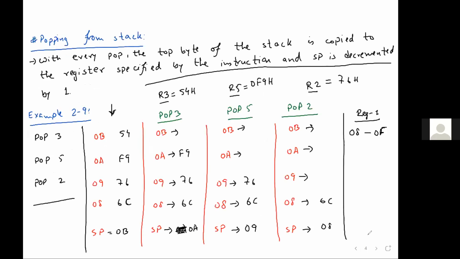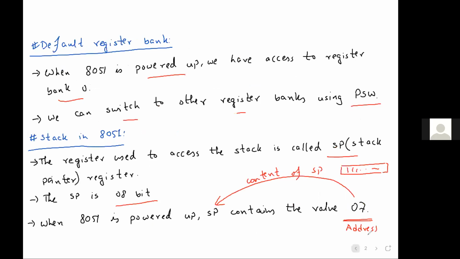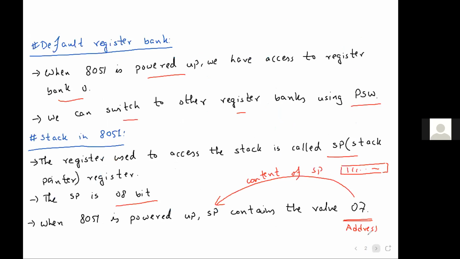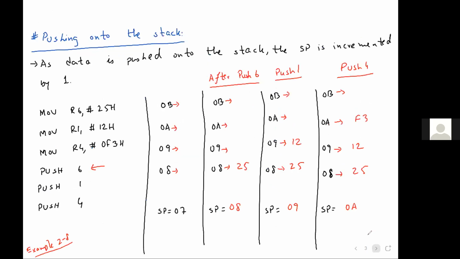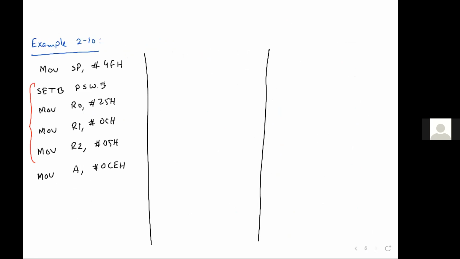Sir, this is because of PSW.3. We are using bank 3. There is an instruction called PSW.3 that sets the bank. What is the meaning of this? Sir, this actually means that we are switching to register bank 3.